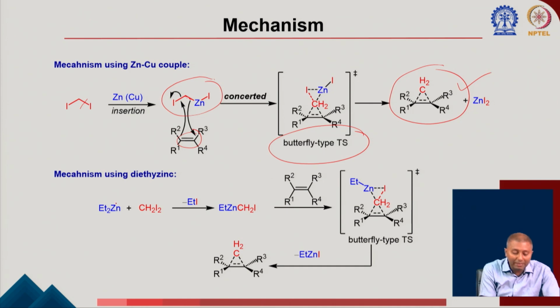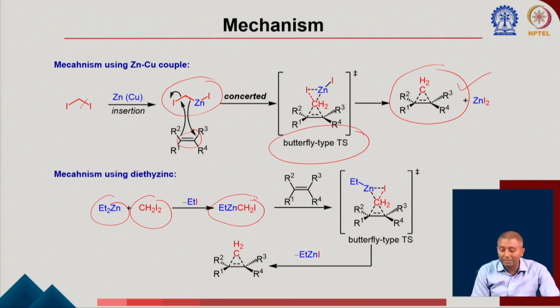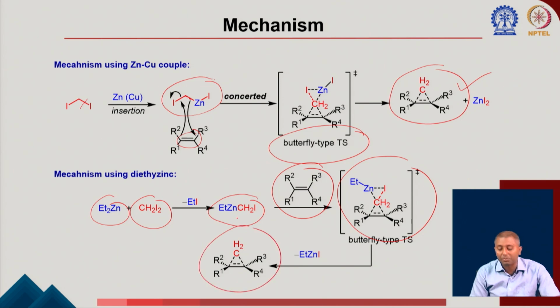Again, using the dialkyl zinc, what is happening? Dialkyl zinc reacts with diiodomethane to form these compounds. Now again it forms the corresponding carbenoid, which reacts with this olefin through this butterfly-like transition state, and it can form the corresponding cyclopropane.